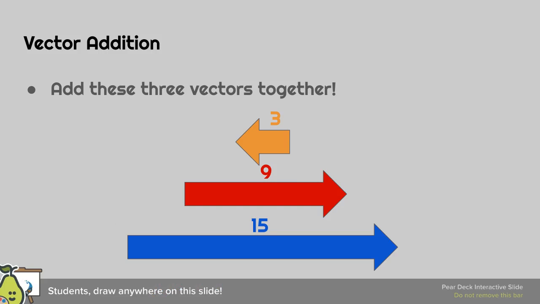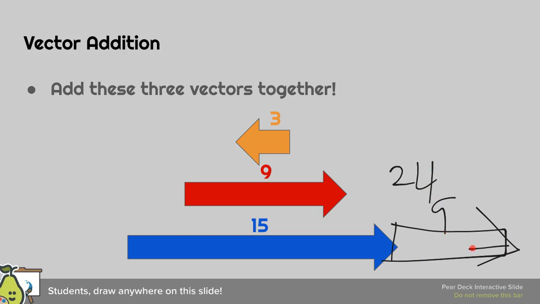Add these 3 vectors together. All right, so we're going to put this one here. We're going to have a 9 going in this direction. 9 and 15 is 24. But then we're going to come back 3. So it gives us 21.